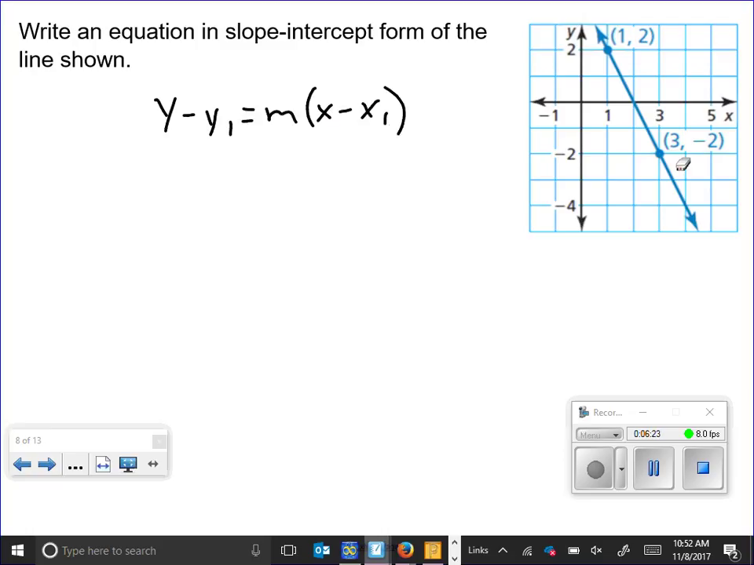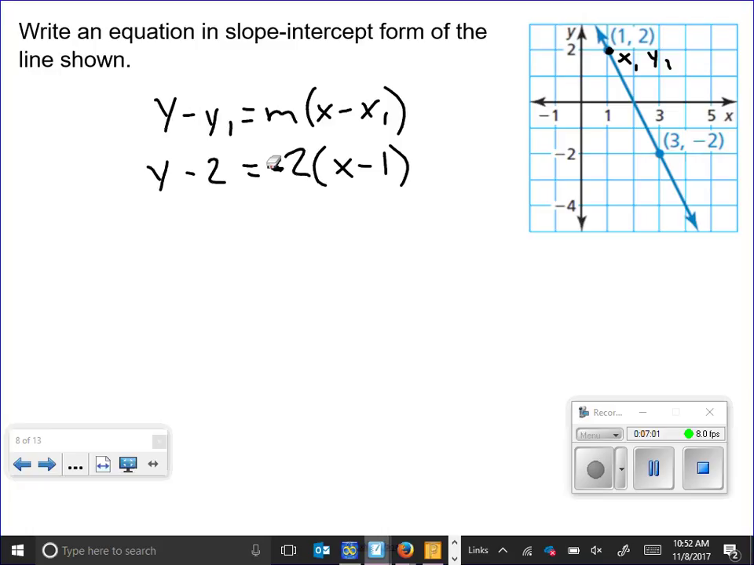Well, you could pick either point. It does not matter. So if I pick this point as my x1, y1, that's great. Okay, so from there, I can plug that in. I'm going to have to figure out my slope. Now my slope, it's going down from left to right, so it's going to be negative. So I'm going to count down 1, 2, 3, 4, and over 2 to the right. So that's positive. So down 4 is negative 4 over 2, which would be negative 2.